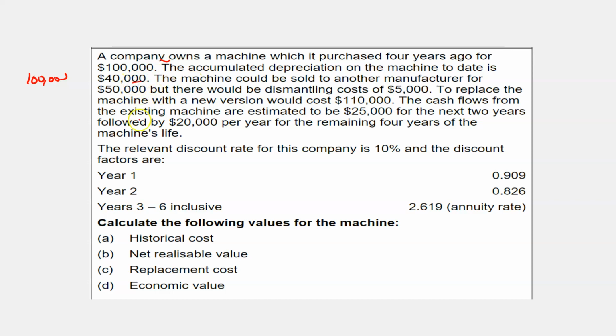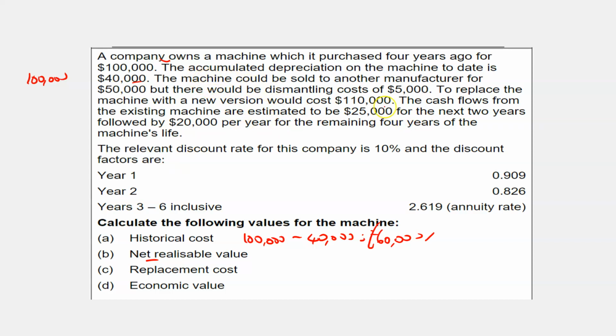So this one is pretty straight. As far as the historical cost is concerned, it's just the 100,000 minus the 40,000, isn't it? Because that's 4 years of accumulated depreciation. So the net book value is 60,000. And then we have that historical cost done. The net realizable value is what we can sell it for. These are things that we've been dealing with for a while.